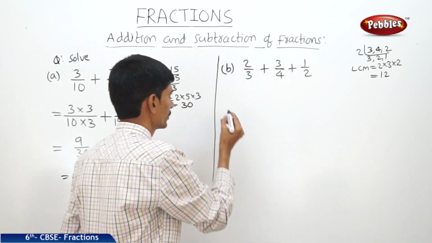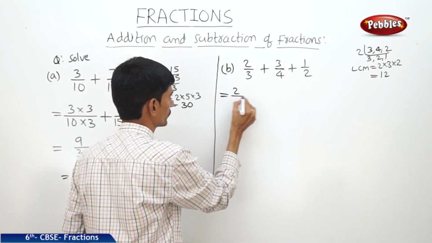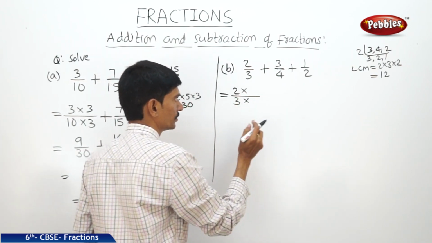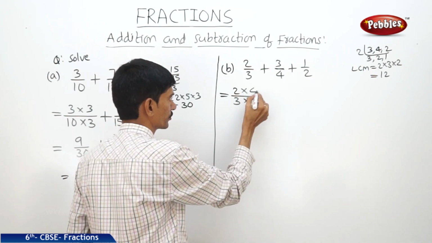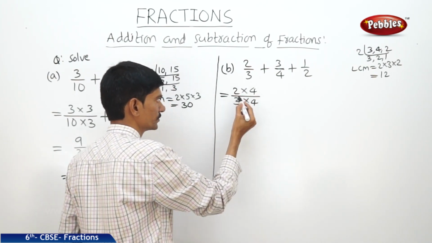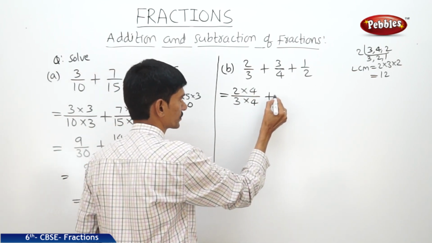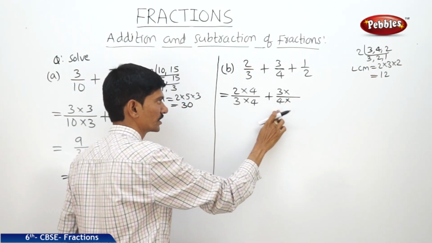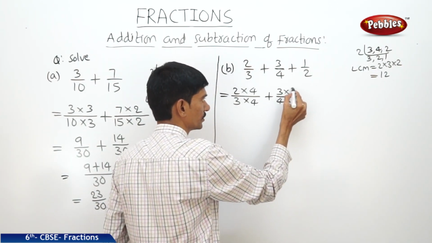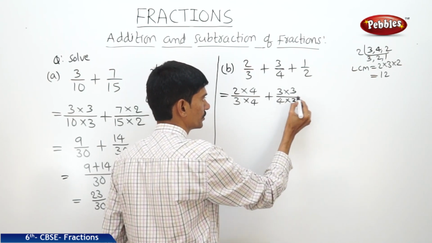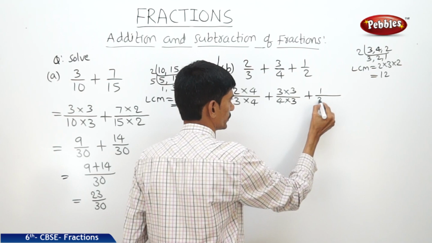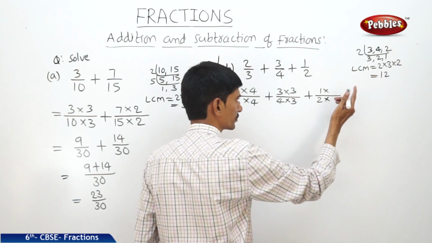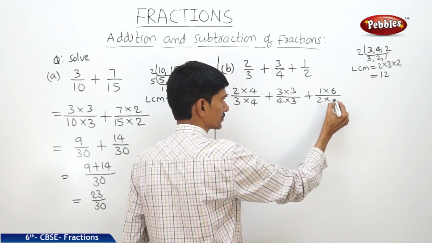LCM is 12. Now let us take the first fraction 2 by 3 into, the denominator 3 4 times is 12. So we write 4 by 4, meaning multiply numerator and denominator by 4, plus 3 by 4 into, now here the denominator 4 3 times is 12, so we multiply numerator and denominator by 3, plus 1 by 2 into, here the denominator 2 6 times is 12, so then multiply both numerator and denominator by 6.